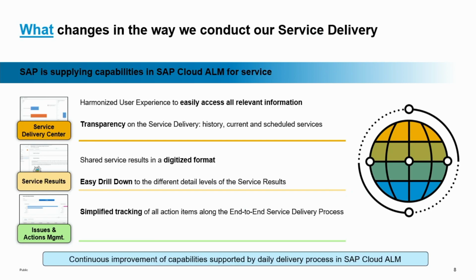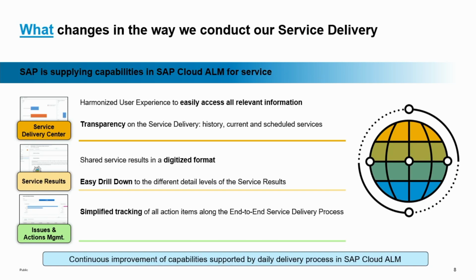Good. So what changes? There are three main applications within this platform: the Service Delivery Center, Service Results, and Issues and Actions Management. Service Delivery Center is the central access point where all the information is stored. So it gives a joint view on all your service deliveries and streamlines the collaboration for all involved parties end to end. Transparency is gained by reviewing service deliveries, the past, the current, and the future, so the scheduled services. You have this joint view on this.